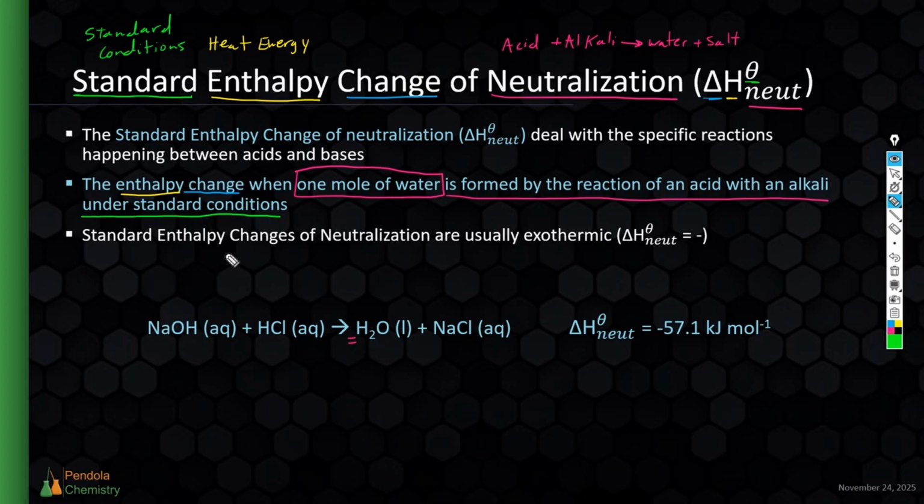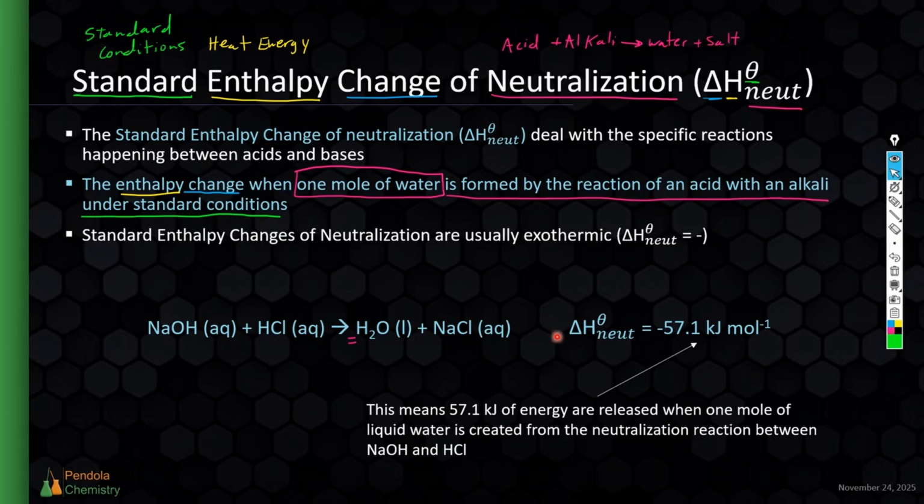So we're going to write this reaction as the reaction between the alkali and the acid, with water being 1 mole. Standard enthalpy changes of neutralization are usually exothermic, because when acids react with bases, those reactions usually release energy. We can see that. The standard enthalpy change of neutralization for the reaction between sodium hydroxide and hydrochloric acid to create 1 mole of water and 1 mole of sodium chloride is negative 57.1. Negative means energy is released. So 57.1 kilojoules of energy are released when 1 mole of liquid water is created from the neutralization reaction between sodium hydroxide and hydrochloric acid.